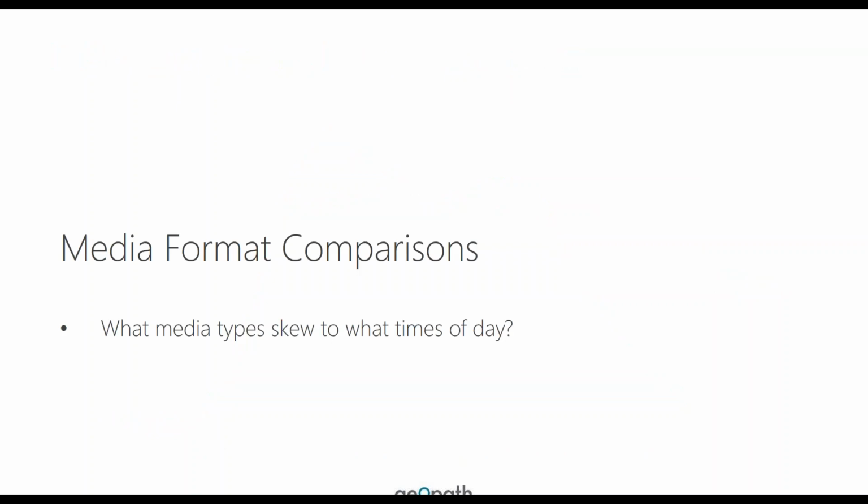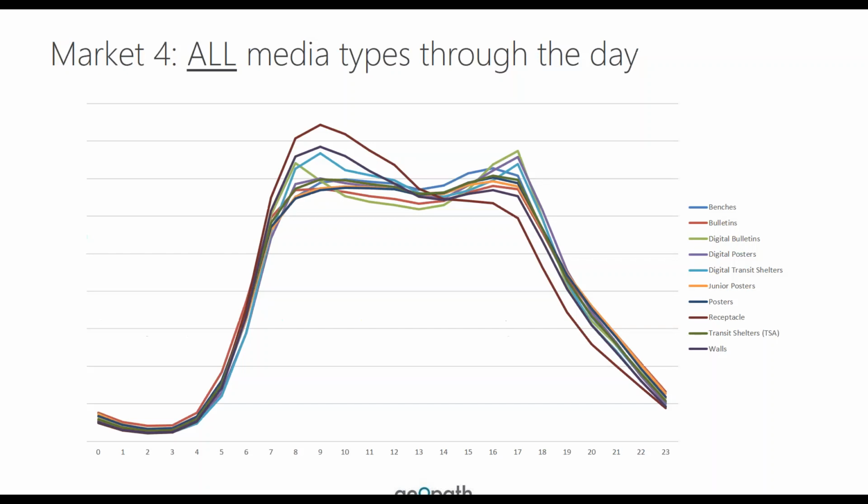So I also wanted to show different media format comparisons. So do different types of media skew to different times of day? And this is for one market, and this is all of the different inventory laddered up. So you can see on the right side the different types of inventory that are available in this market and analyzed.